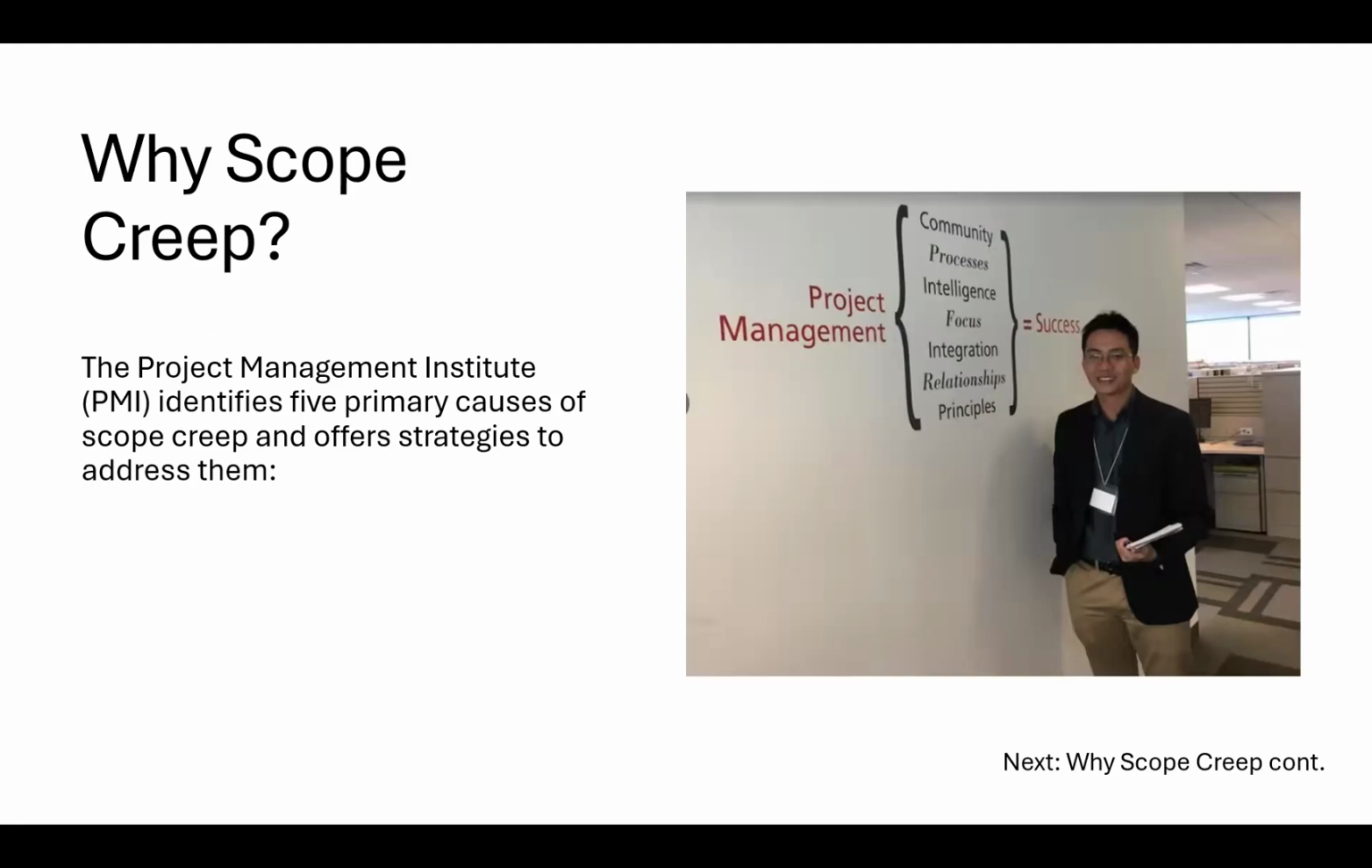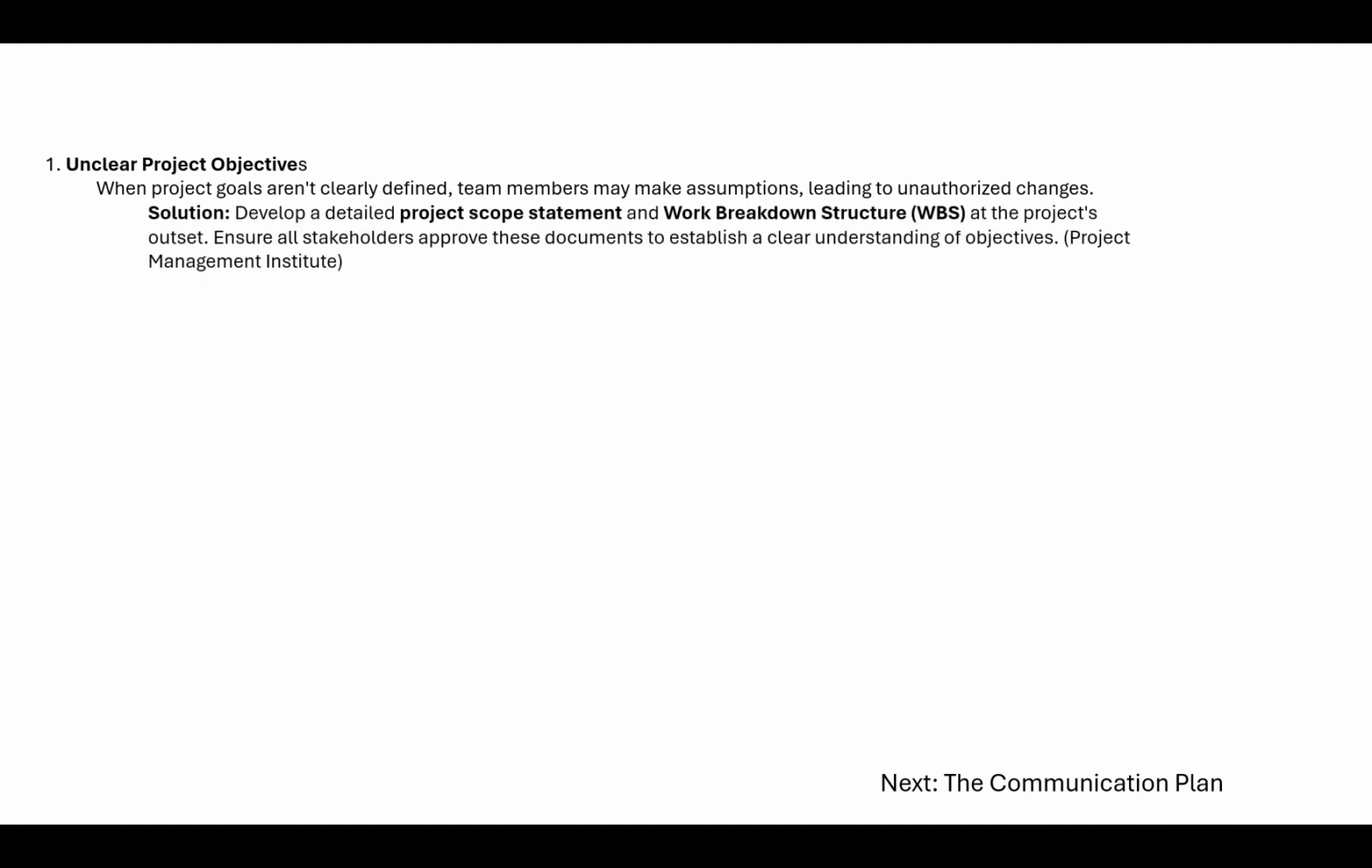Why does scope creep occur? There's 5 primary causes of scope creep. First, unclear project objectives. You did not write SMART goals. If you don't write SMART goals, what happens? How to prevent it?